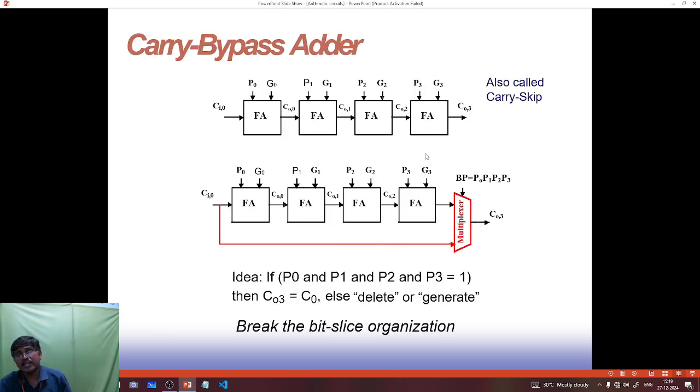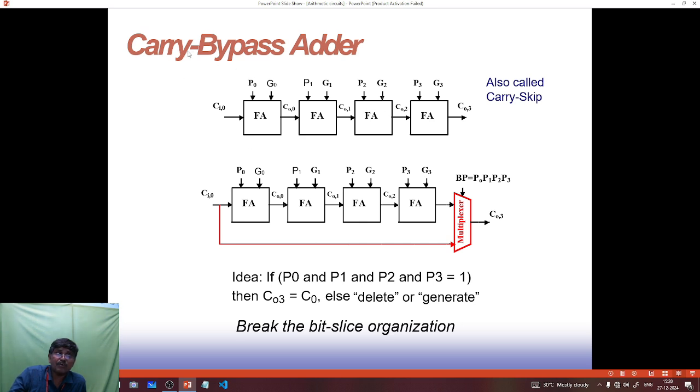Next, carry bypass adder. So what is carry bypass adder? Here there are 4 full adders. The inputs will be P0, G0, propagate 0, generate 0, propagate 1, G1, generate 1, propagate 2, generate 2, and P3, G3. When you are giving this, this is nothing but a ripple carry adder. This full adder depends upon the previous full adder, and the carry depends upon the previous one. Like that, the carry will be delayed. That is why we call it the ripple carry adder.